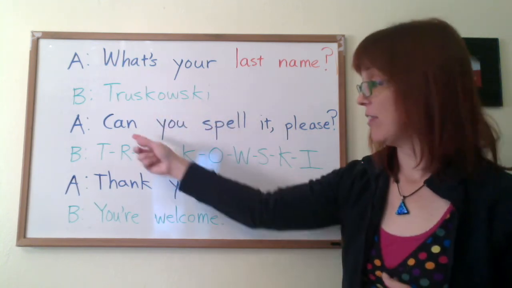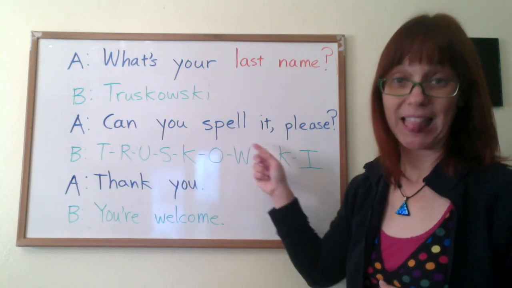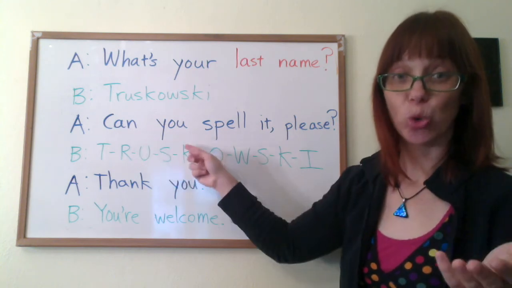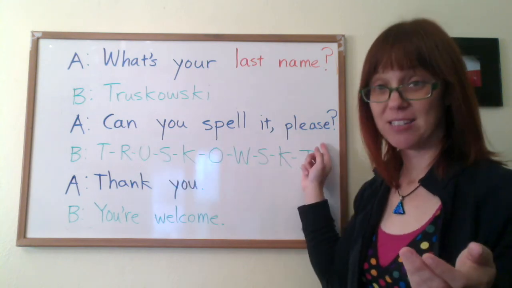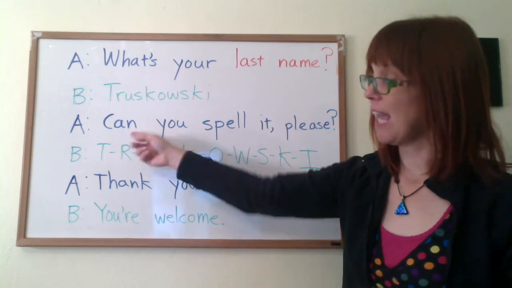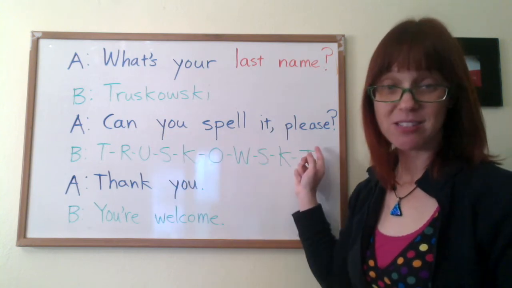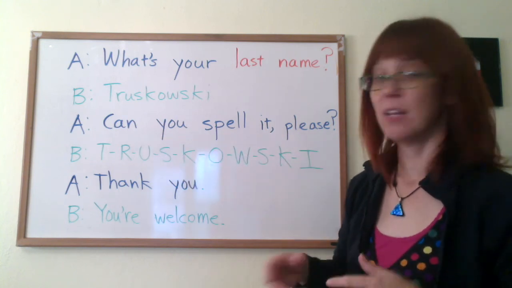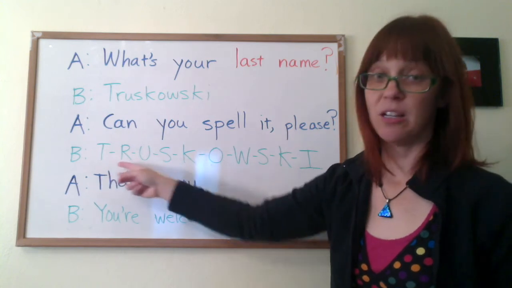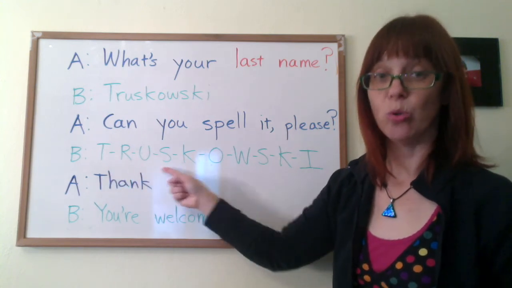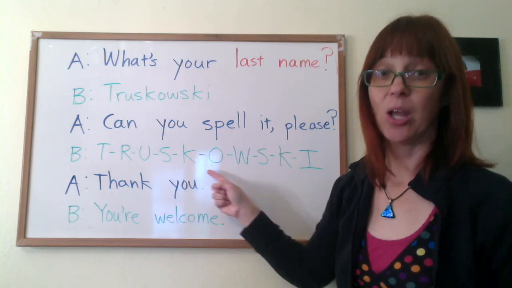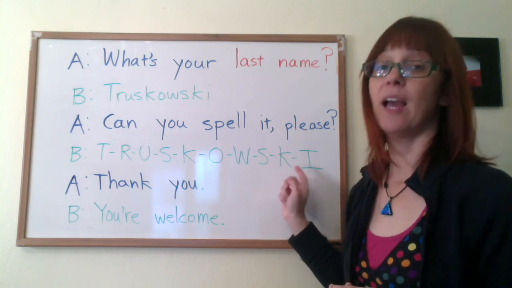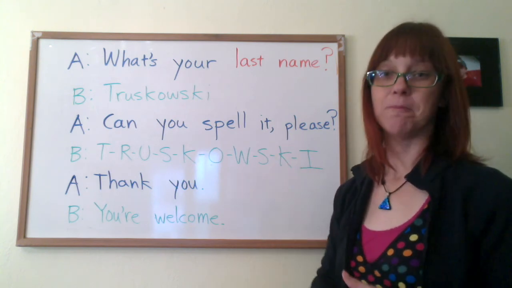And then again, this one. Can you spell it, please? Repeat. Can you spell it, please? And then I say the letters. T, R, U, S, K, O, W, S, K, I. Truskowski.